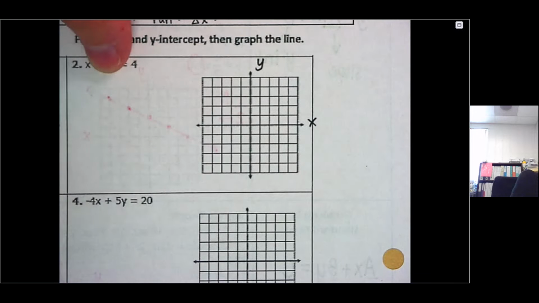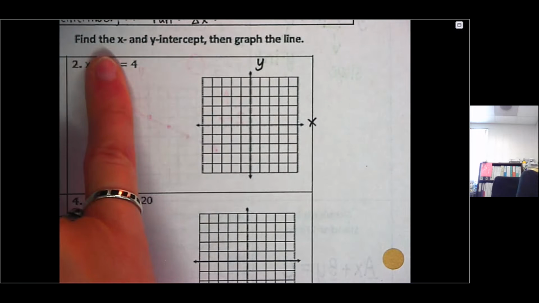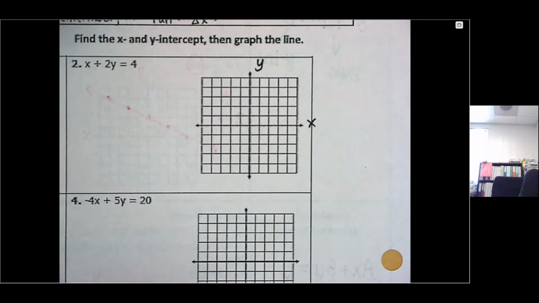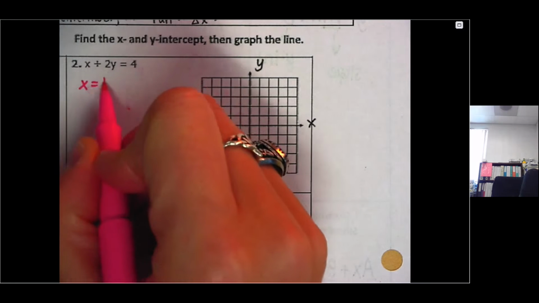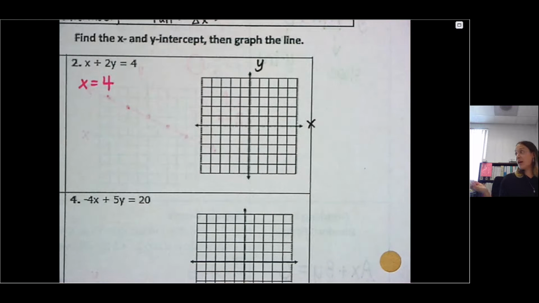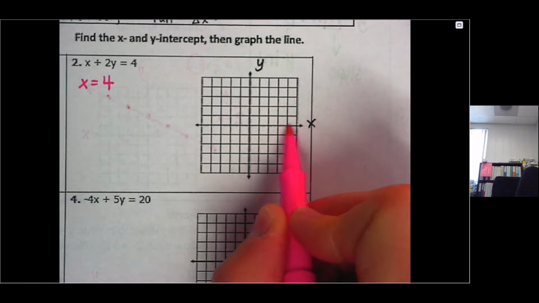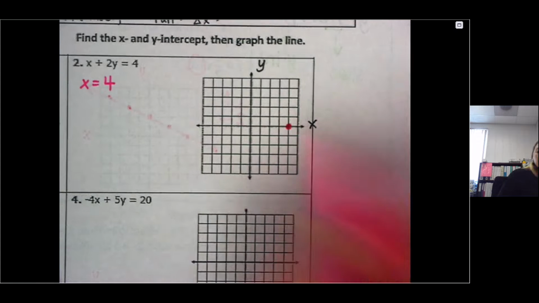Cover up the y, use your finger. What do you get for your x equation? Oh my gosh. X equals 4. There's no work to do there. That's the whole equation. So go to positive 4 on the x-axis. Which way is that? To the right 4. Good. 1, 2, 3, 4.